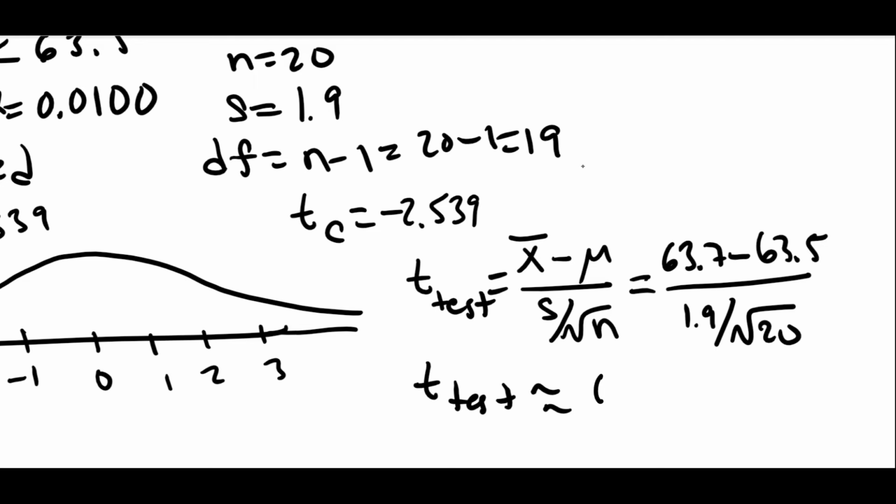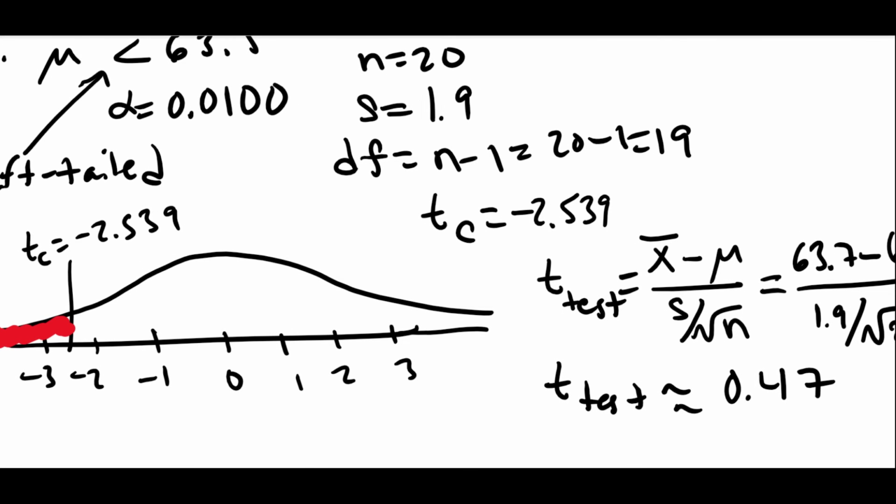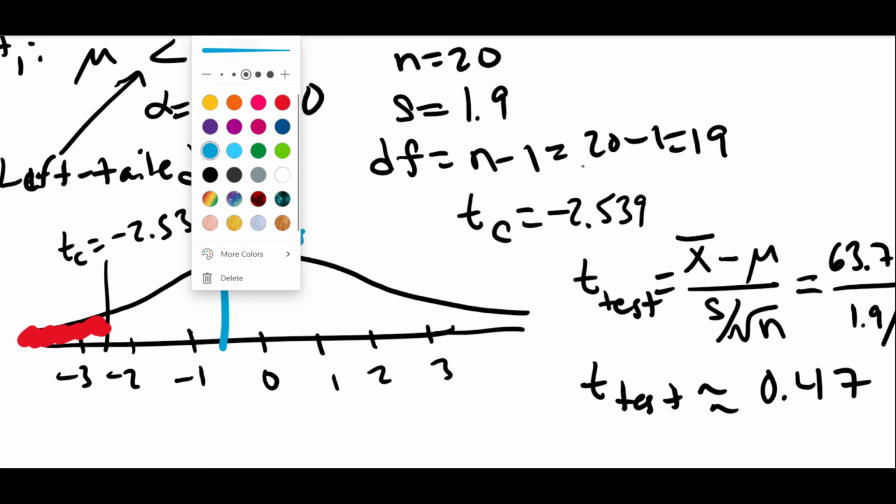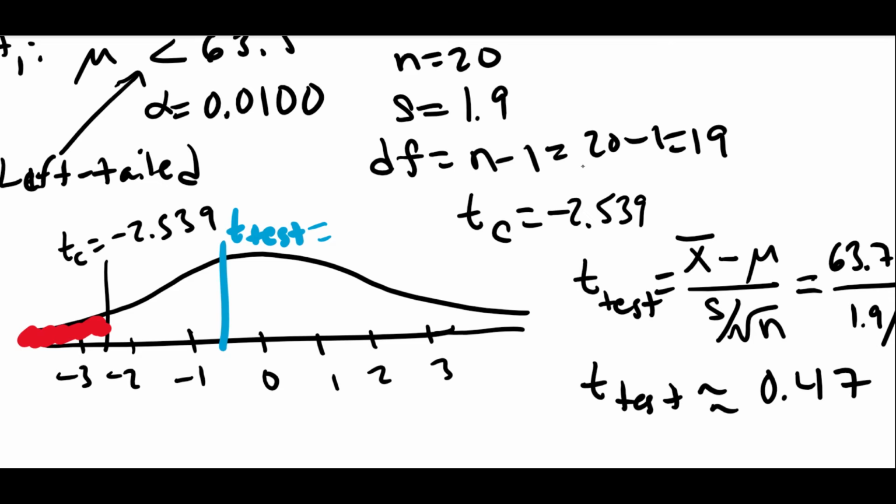So we get a test statistic of about 0.47. We're going to label that on our t curve, the t distribution, which is about here. It's not going to be negative, it's going to be positive. Let me erase that real quick. It should actually be over here, not on the left side. So 0.47, that's my t-test, is on the right side of 0.